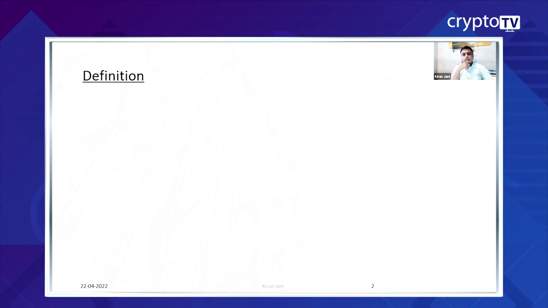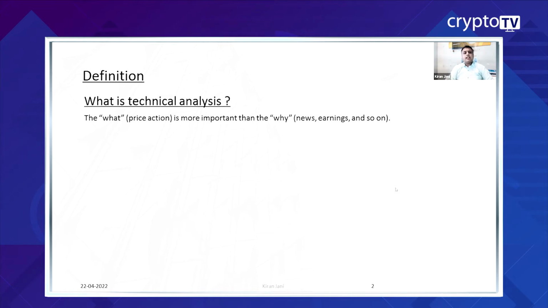So let's start with the basic understanding of technical analysis. What is technical analysis? Technical analysis is always about price action, right? We always focus on the price. That is most important for us. Why the price is going up or coming down, we are not bothered about that. That is the main advantage of using technical analysis on crypto.